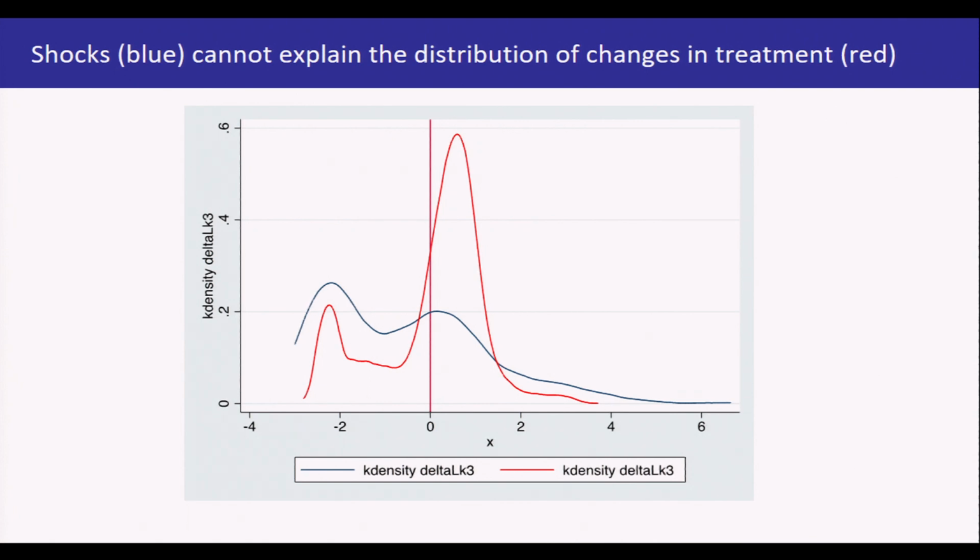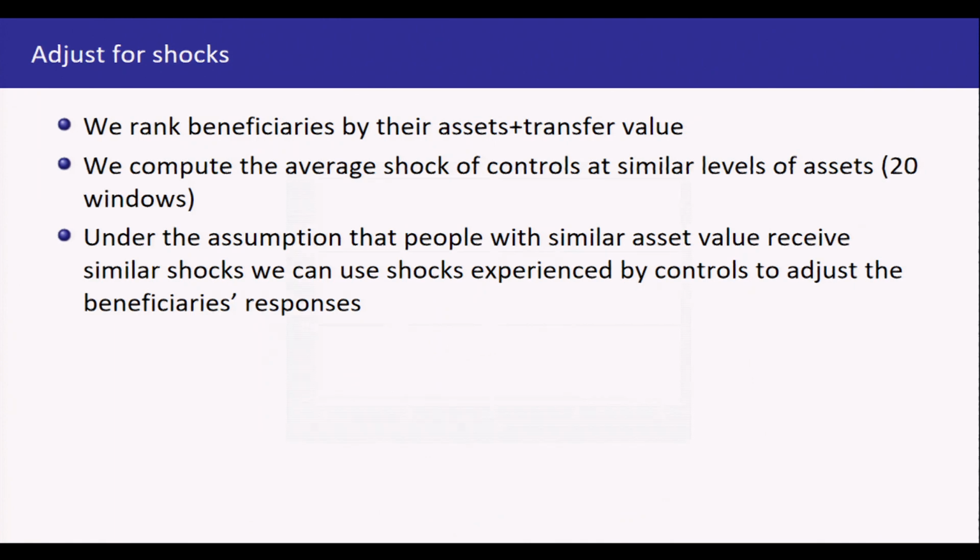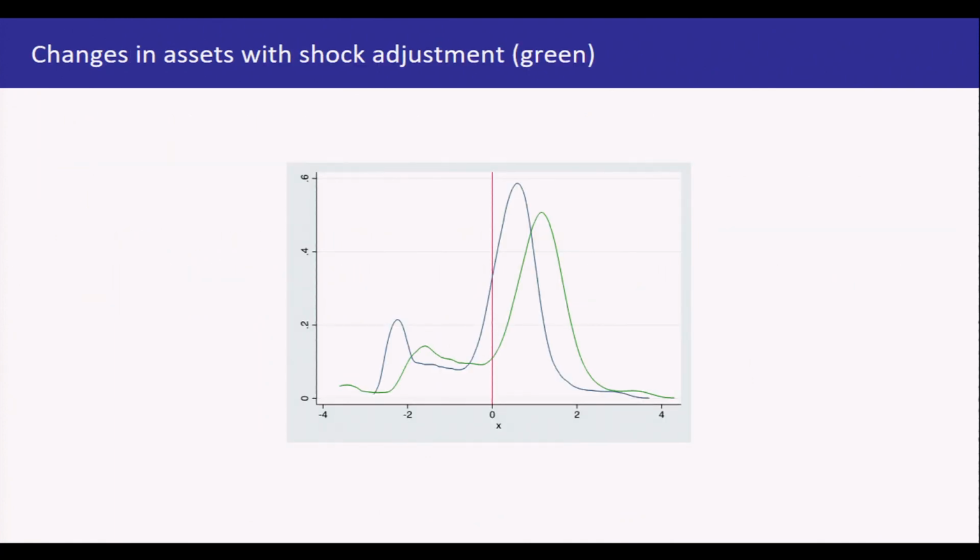The blue line is control. There's nothing like treatment, right? There is no way that this would have happened without the program. Notice that the mass in control is more on the negative side because this is a period of food price hikes in Bangladesh. So there was a recession, so households in control villages were more likely to lose the assets than to gain them. So if you control at the same level of capital for the shock the households got, you still have a mass.